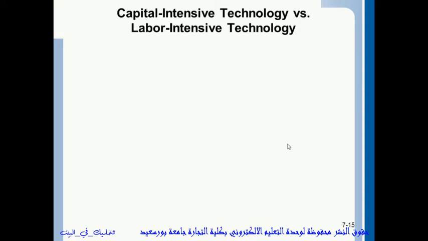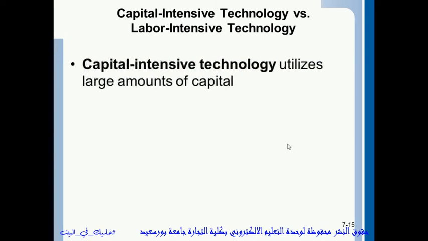Capital-intensive technology and labor-intensive technology. We make a comparison. Capital-intensive technology utilizes a large amount of capital.